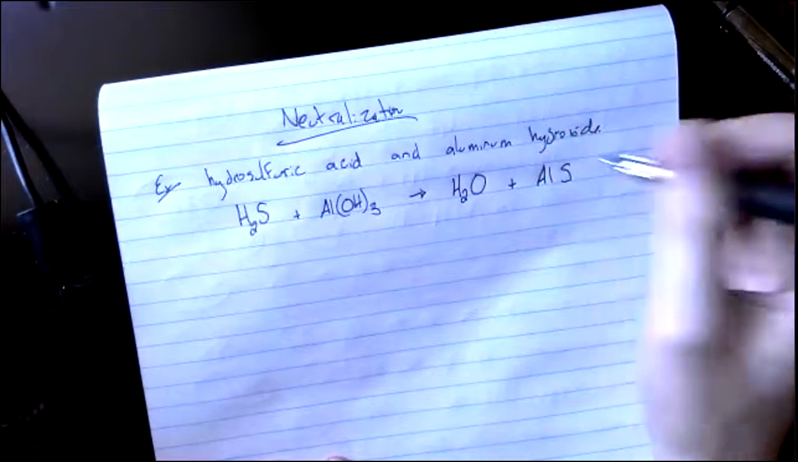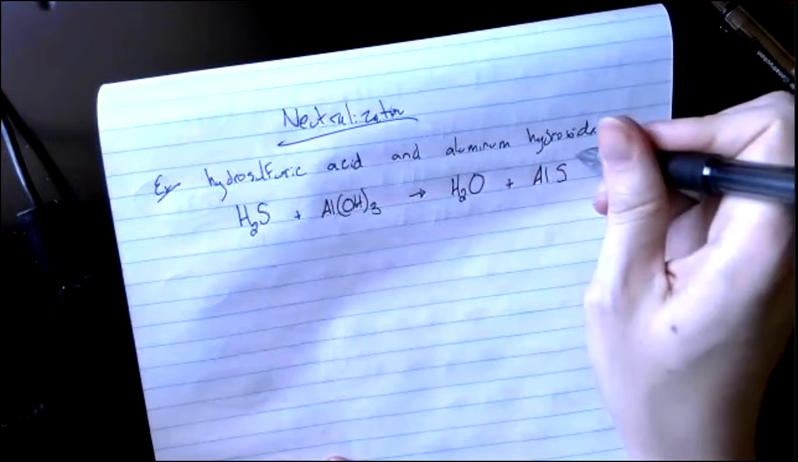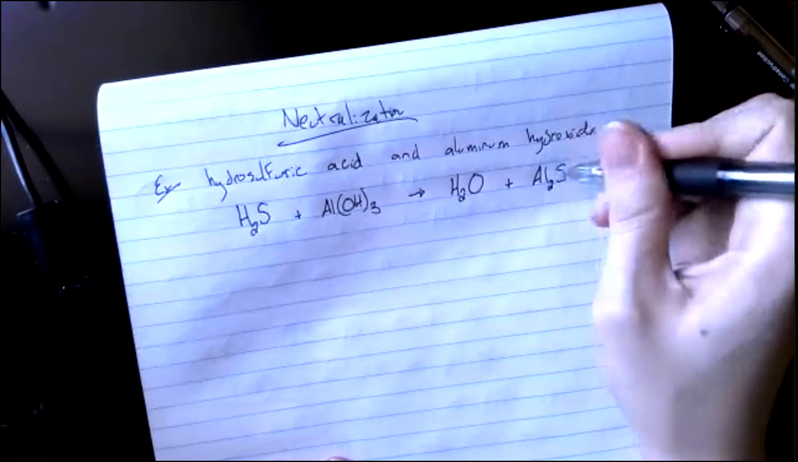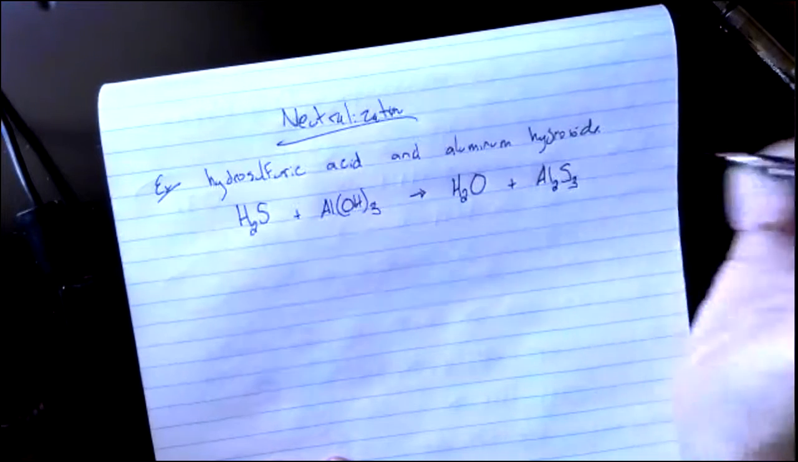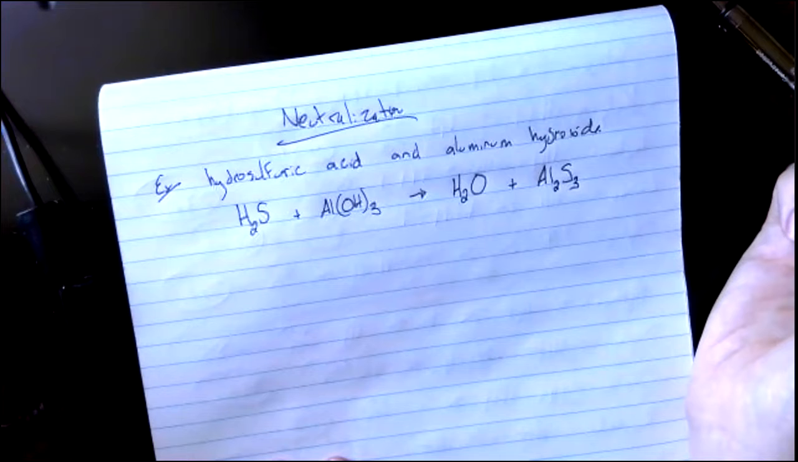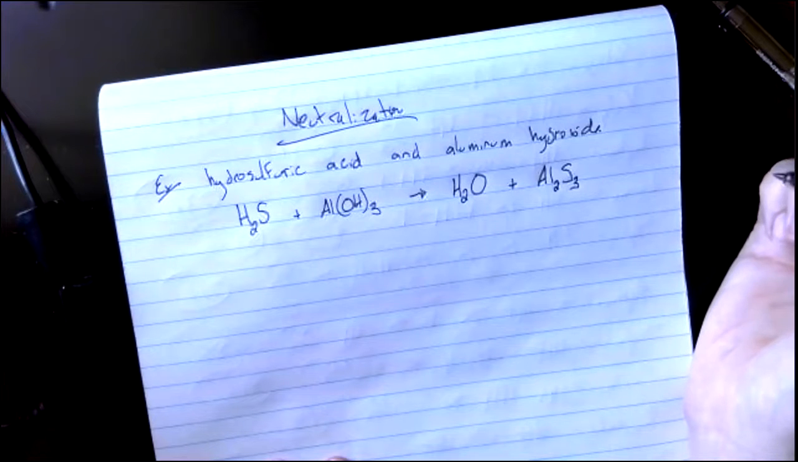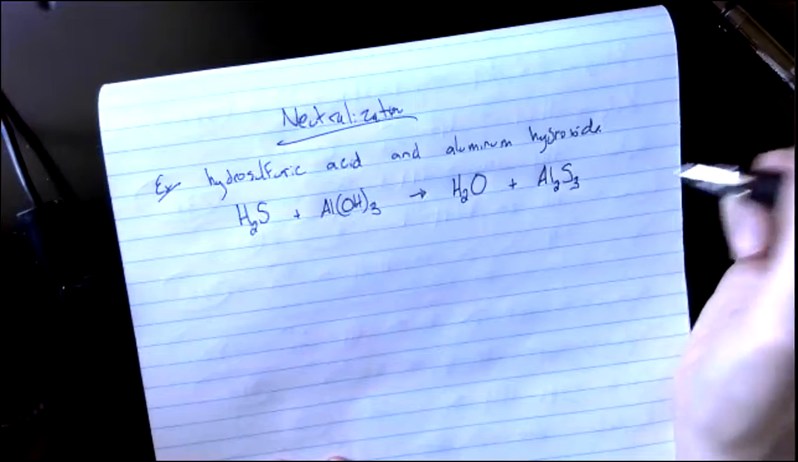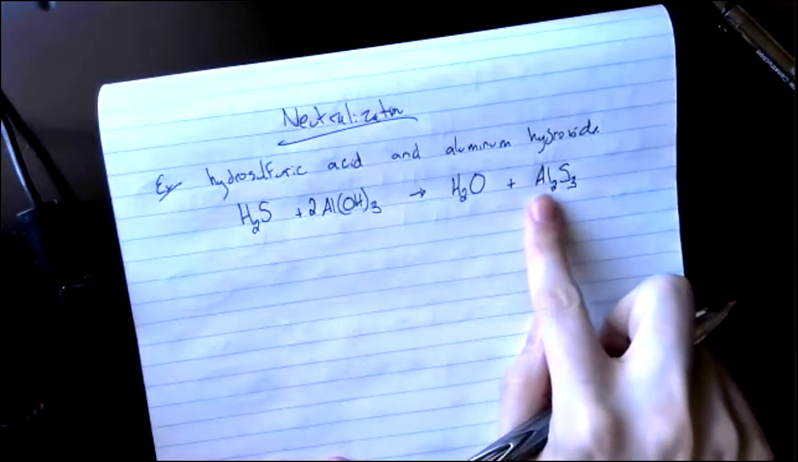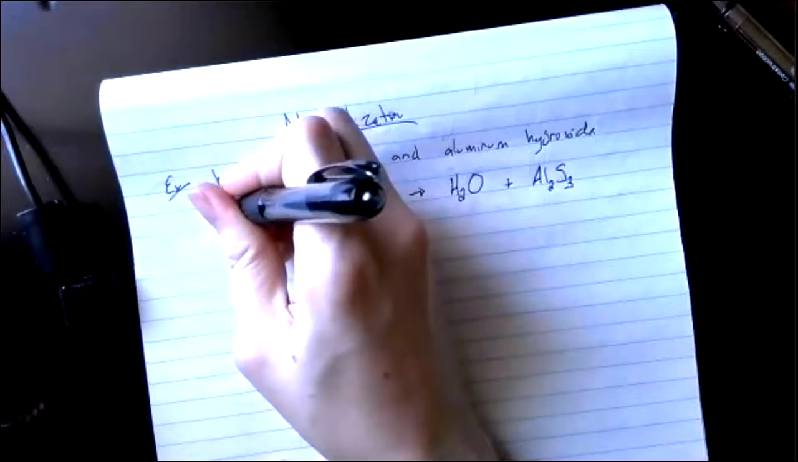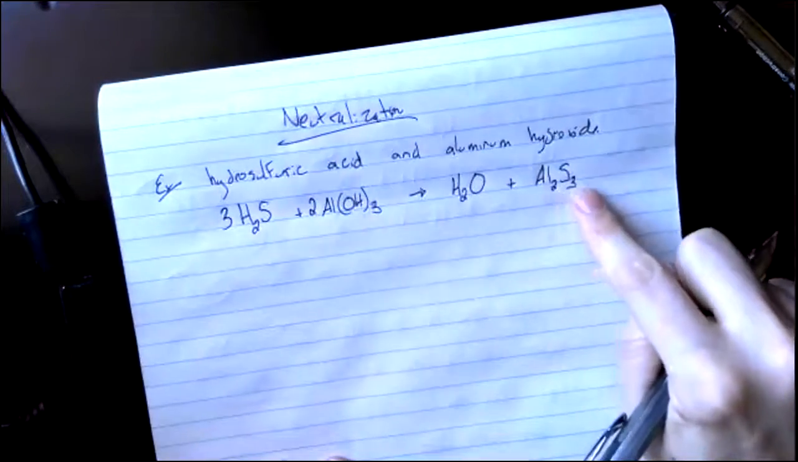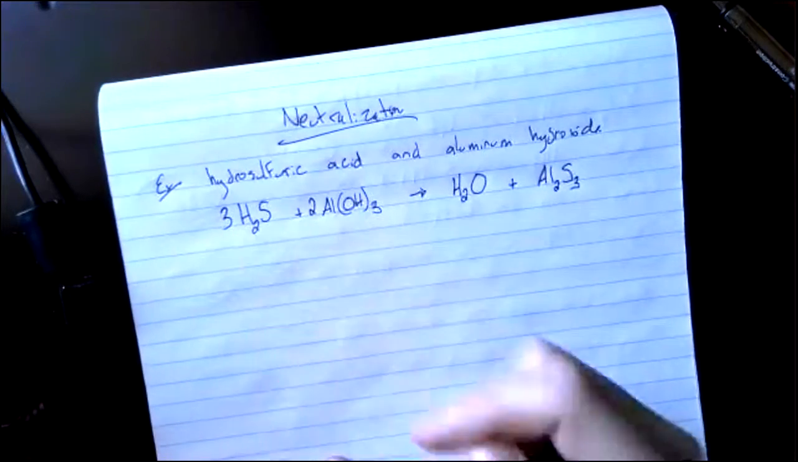And then because this is an ionic compound, I do have to cross my charges. So I should get Al2S3. Then of course I have to balance this. So I'm going to put a 2 here because I have 2 aluminum. I'm going to put a 3 here because I have 3 sulfur.